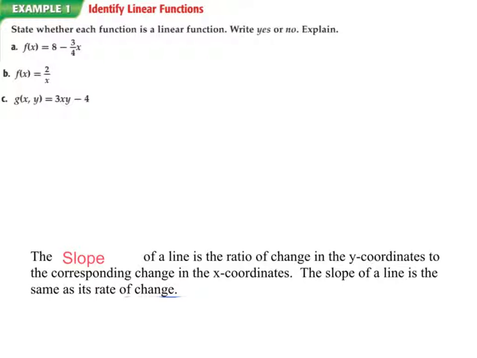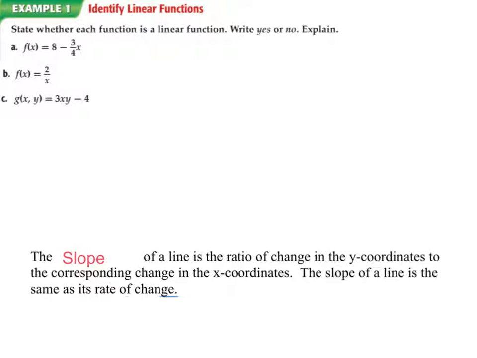Example 1. Identify linear functions. State whether each function is a linear function. Write yes or no. On A, we have f of x equals 8 minus 3 over 4x. On the first page of your notes, it says the things that linear equations have are addition, subtraction, multiplication of variables by constants, and line-shaped graphs. And then it also says some things that linear equations cannot have. Variables being multiplied together, variables in the denominator, or variables with an exponent greater than 1. So basically when we're looking at these, we want to make sure it doesn't have any of the things that it's not supposed to have.